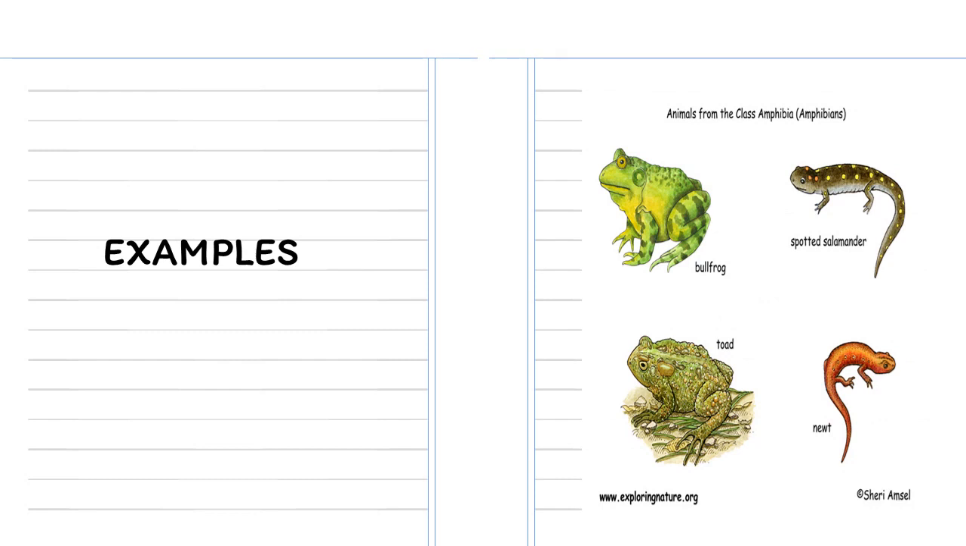A few examples we could say for these amphibians are bullfrog, spotted salamander, then trout, then newt. These are a few more examples for the class Amphibia, right?